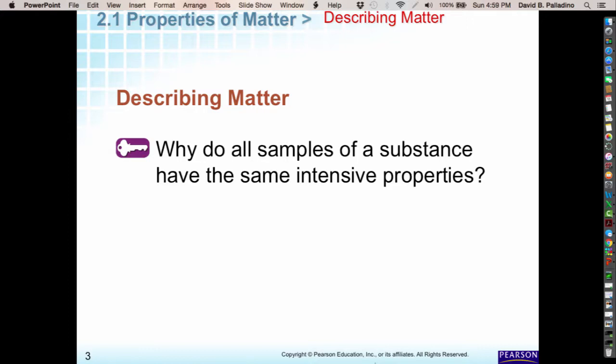Now, we're going to talk about two different types of properties. One of them is called intensive properties. An intensive property is a property of a substance that is the same no matter how much of that substance you have. So it is going to be the same no matter how much you have. So we're going to talk about that for a little bit.